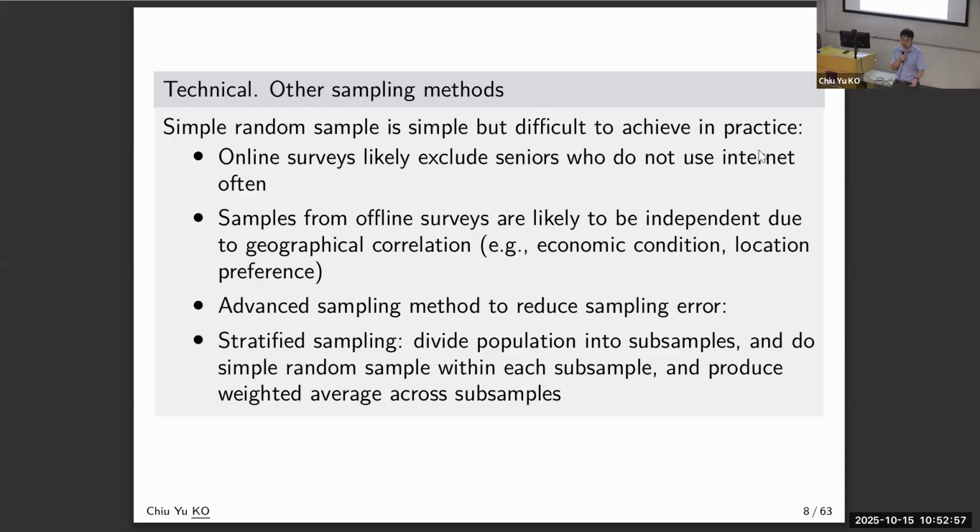Or if I go to collect data in the library, which we often do in student surveys, there's a problem, right? Because if you want to use that data from the library to extend this knowledge to everyone in CUHK, it would be wrong, because people who go to the library are probably different from the people who don't. If your population is only people who go to the library, that's fine. But if your population is the whole CUHK student body, then it's an issue.